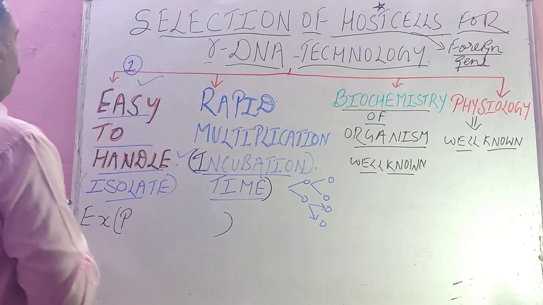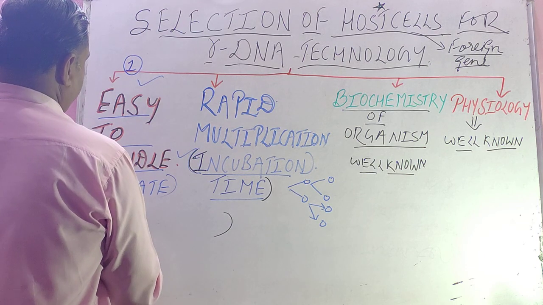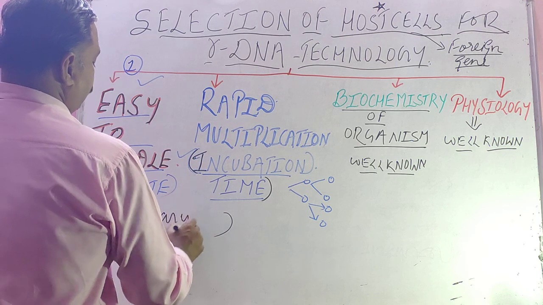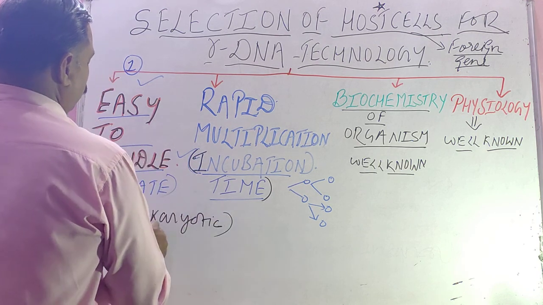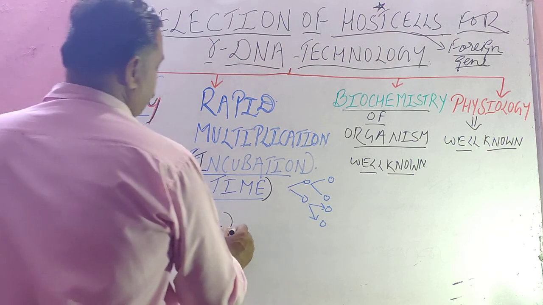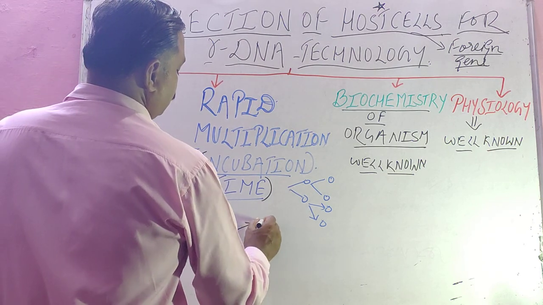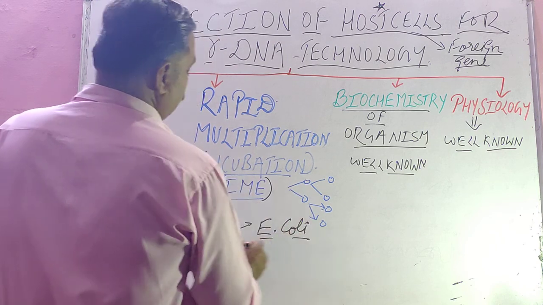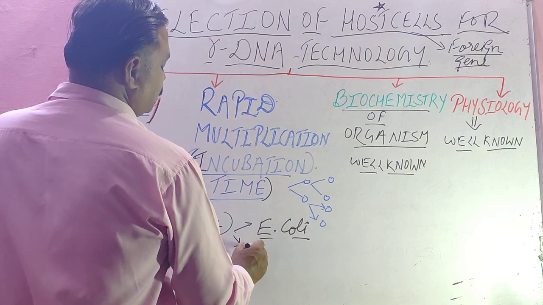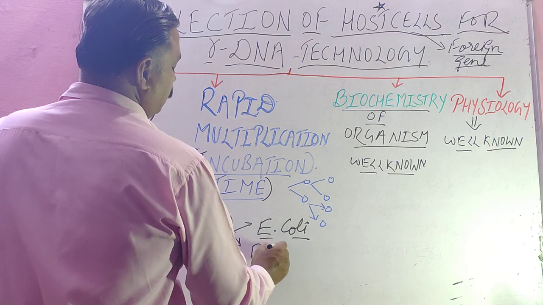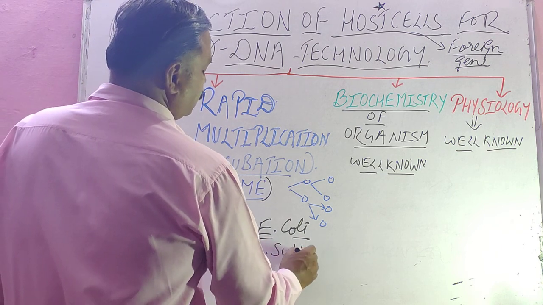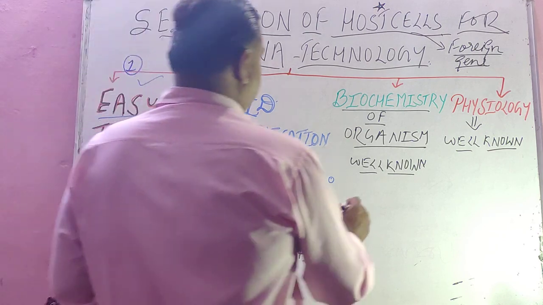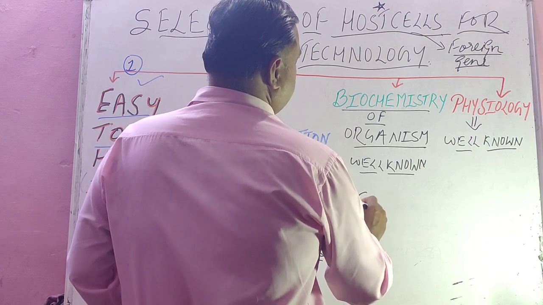The best example of prokaryotic host cell is Escherichia coli, the best example. Then we can say Bacillus subtilis. Bacillus subtilis produces subtilisin.